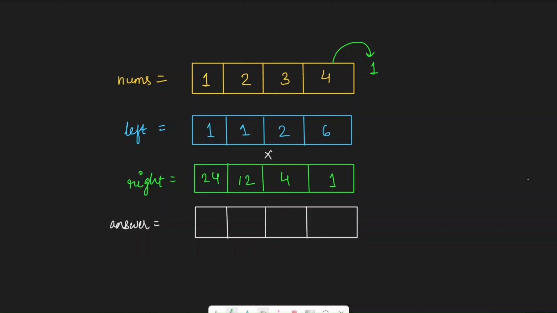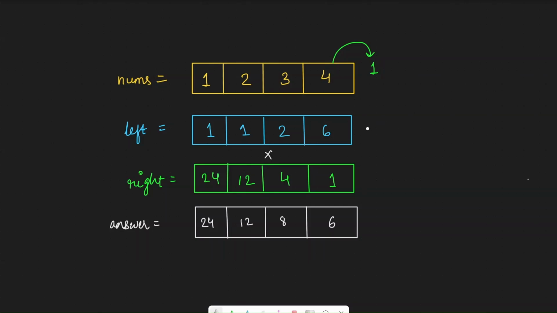And now all we need to do is multiply these together. So 1 multiplied by 24 is 24, 1 multiplied by 12 is 12, 2 multiplied by 4 is 8, and 6 multiplied by 1 is 6. And this is our final answer that we need to return.